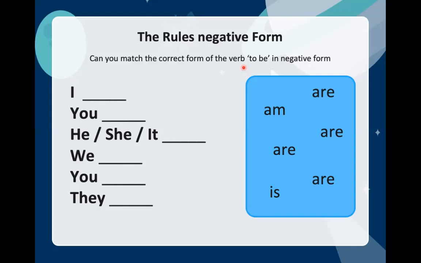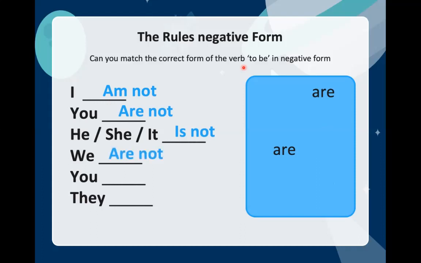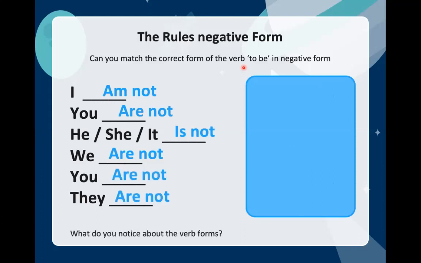So for example, what is the negative form of I in simple present? I am not. You are not. He, she, or it, we use is not. Okay? We are not, you are not, they are not. All right? Do you notice anything about the verb? Yes, the only one that is different is when we use the third person. He, she, or it is not.